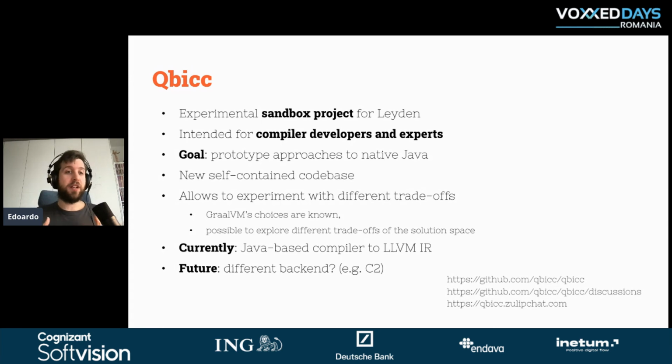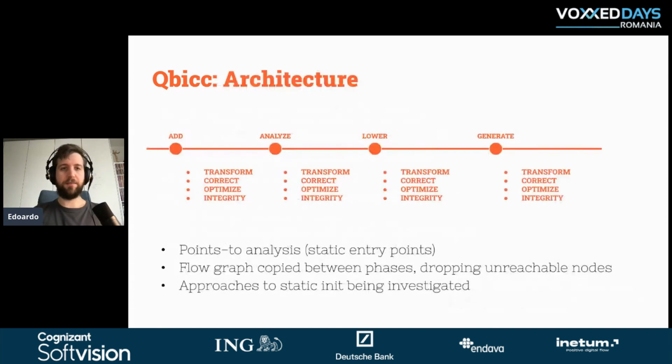In the future, there could be experiments, and there are ongoing experiments to see if it's possible to change the backend so that it can plug in, for instance, the native JDK backend, which is called C2. And these are the links where you can find Cubic if you're interested.